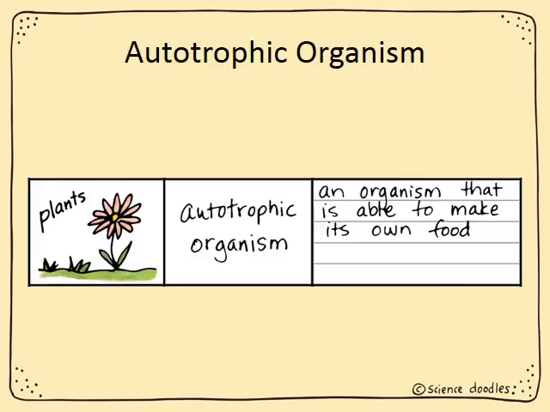So our first word is autotrophic organism. And if you remember from the word autobiography, auto means self. So these are organisms that can make food themselves. For example, in the picture, there's a plant. So an autotrophic organism is an organism that is able to make its own food. Now, when we talk about making its own food, I don't mean putting some popcorn in the microwave. It means that it makes the food within its body.